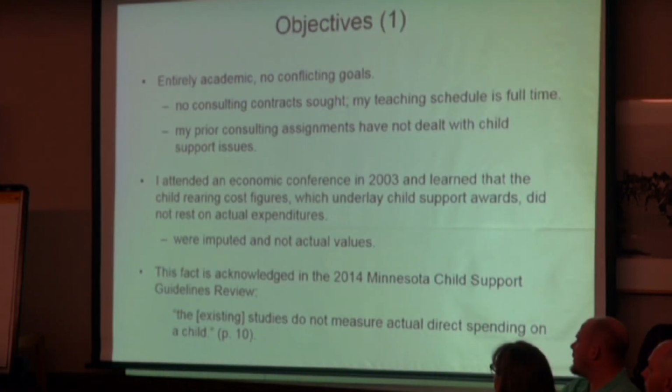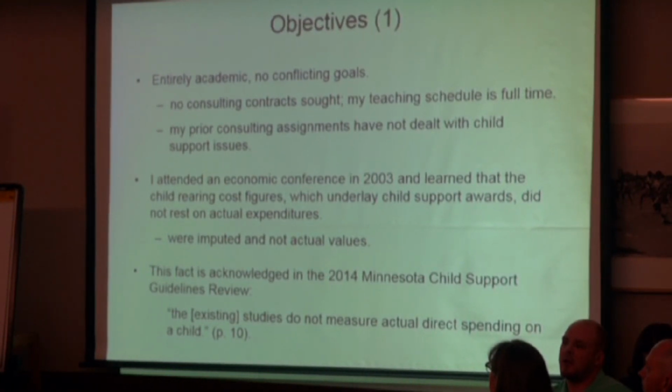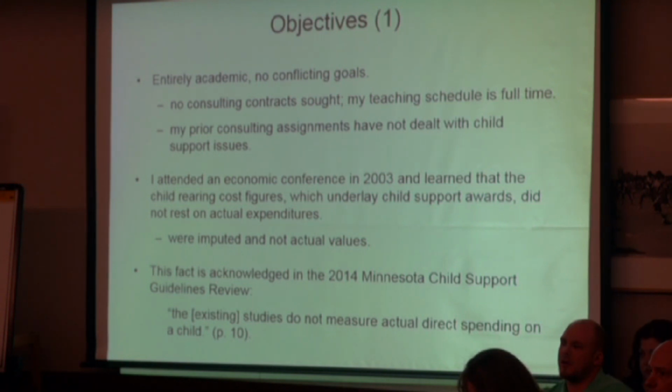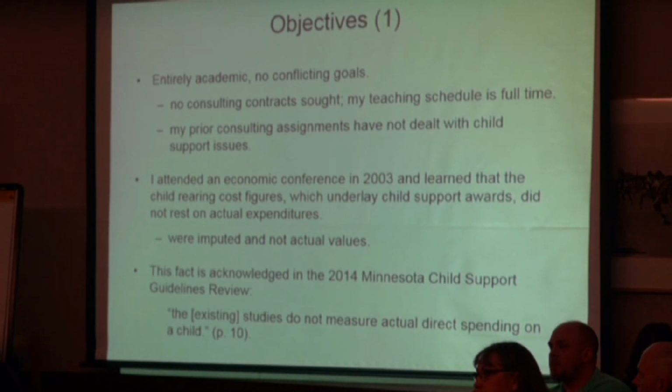And here's how I got into this. I think maybe you ought to know that. I attended a conference back many years ago, and I learned a factor which struck me as surprising, which is that child rearing cost figures, which underlie child support awards, did not, underline not, did not rest on actual expenditures. It does not measure direct spending on the child. It has imputed values which follow from the models which are employed.